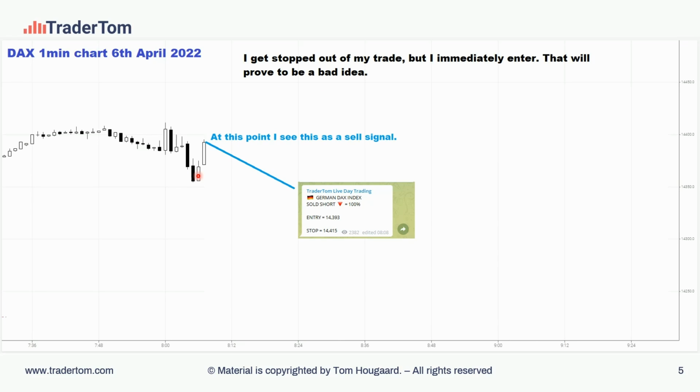Over the next 2 minutes, the DAX bounces, and I get stopped out at 14,395. I immediately see this as a mistake on my part to have moved my stop loss down, so I sell short the DAX again at 14,393 with a stop loss about 20 points away. That would prove to be a bad idea to do.